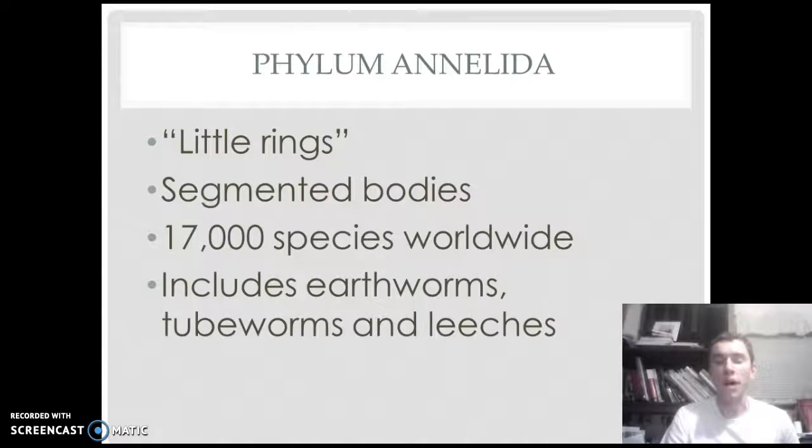So earthworms quickly are in the phylum Annelida, and that means little rings. So they have segmented bodies. Now there's about 17 species worldwide in this phylum, and these include things such as earthworms, tubeworms, and leeches. Of course, we all know what leeches are.